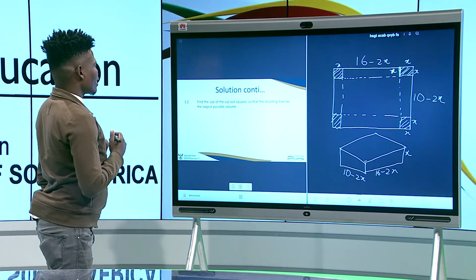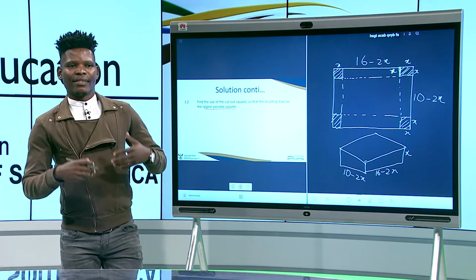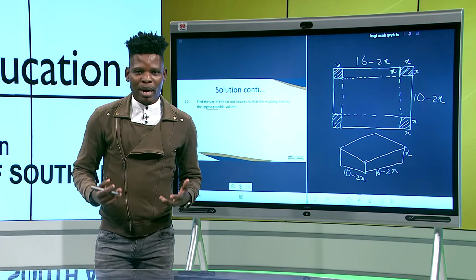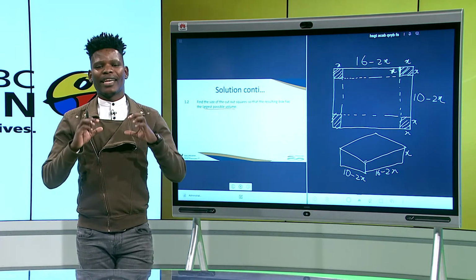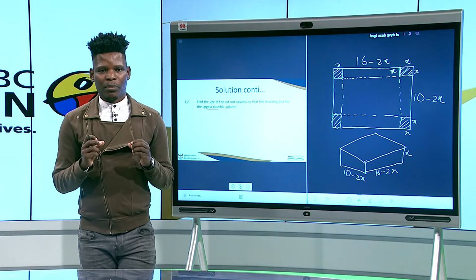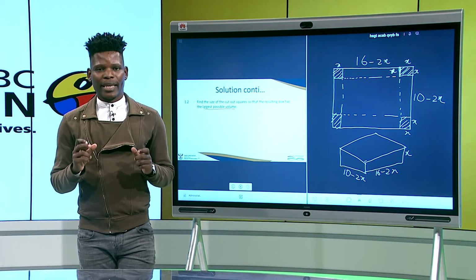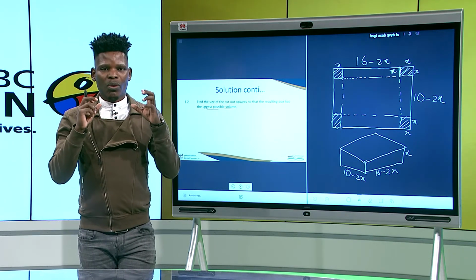We're asked to find the size of the cut-out square so that the resulting box has the largest possible volume. Largest possible volume simply means maximum. So they are looking for maximum volume. And whenever you see in a question the word maximum or the word minimum, you should always think one thing: first derivative of your expression equal to 0.